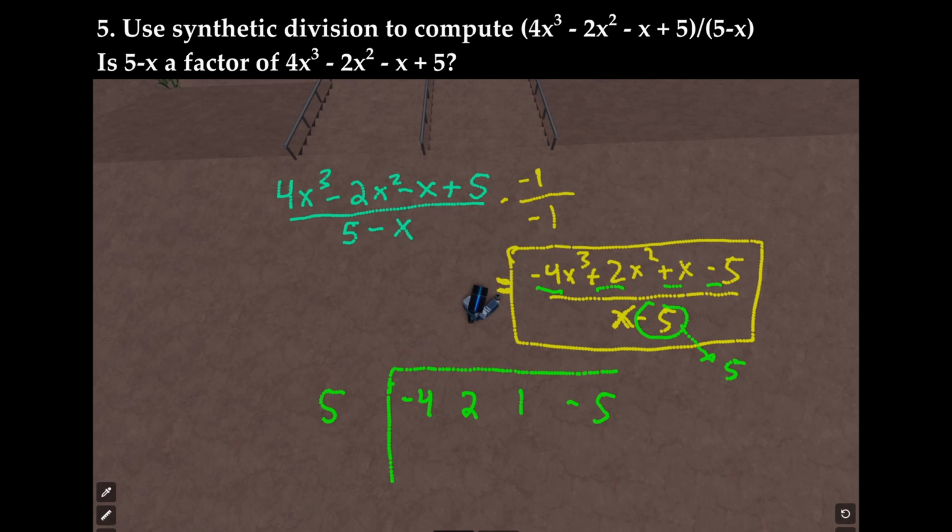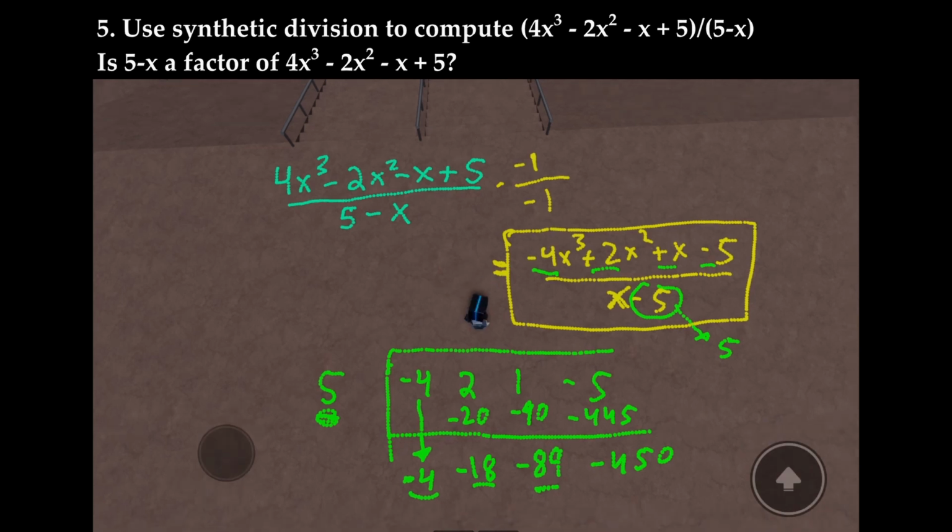And now let's proceed with synthetic division. First step is you carry down the -4 because you always carry down the leftmost term inside the synthetic division table. And then do multiplication and addition. 5 times -4 is -20. 2 plus -20 is -18. 5 times -18 is -90. And then 1 plus -90 is -89. And then 5 times -89 is -445. And then -5 plus -445 is -450.